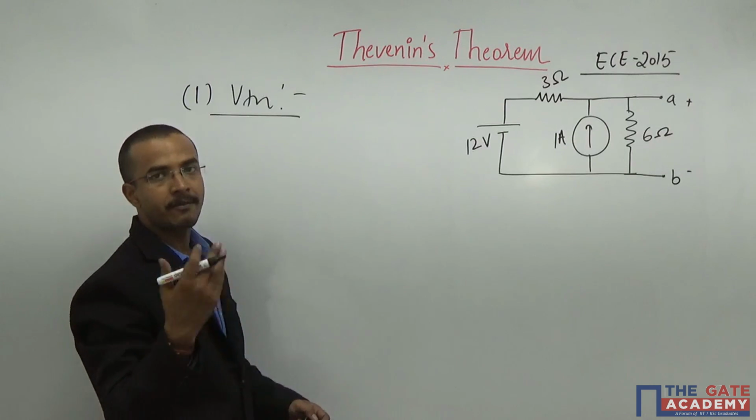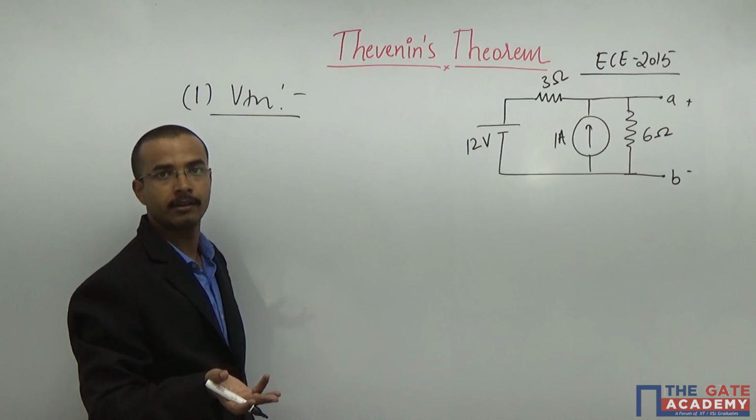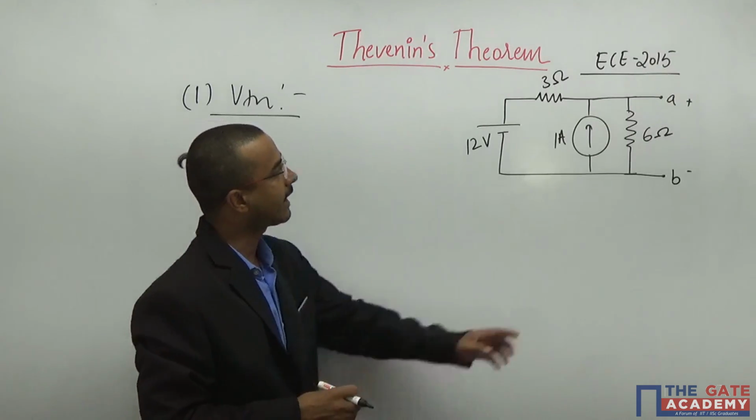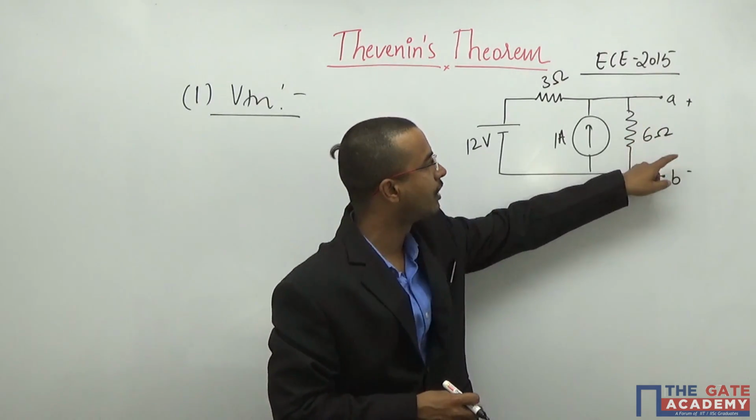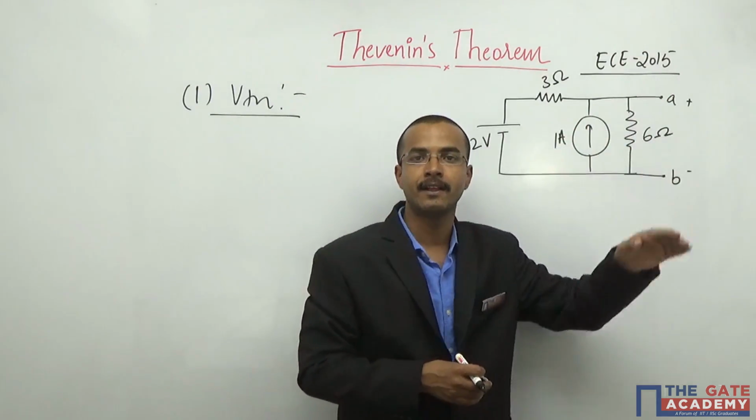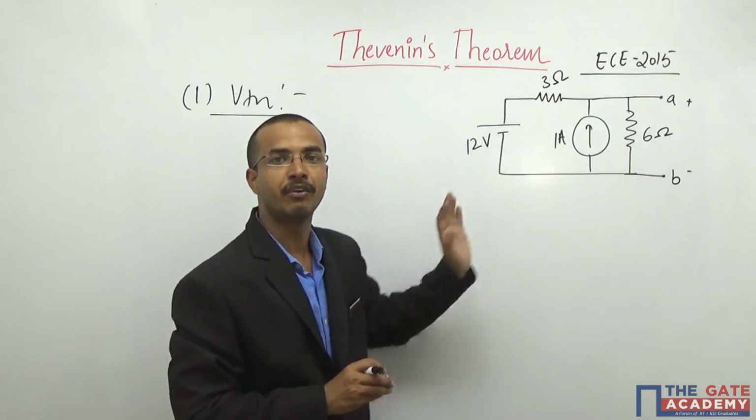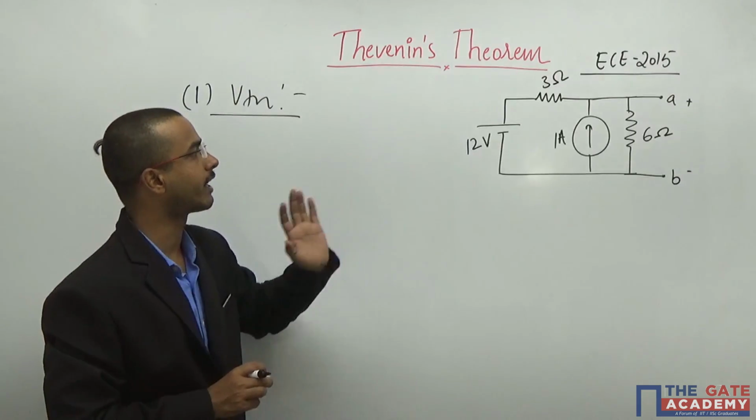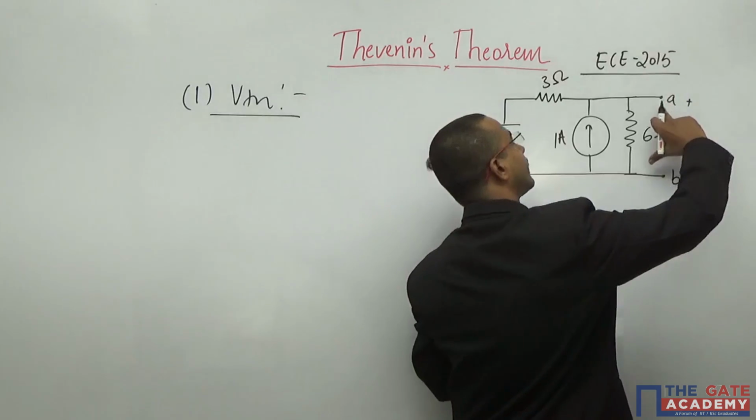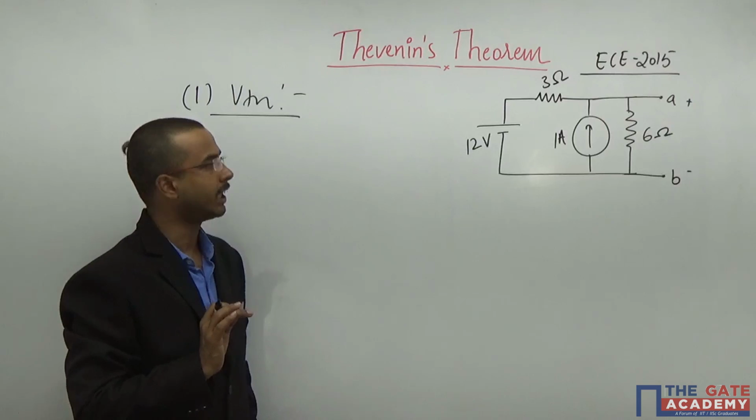Now see, what was my first procedure? Identify the load and remove it from there, and you will get the open circuited terminals. But you do not have to do that here because they have already provided the open circuited terminal. That means they have already removed the load, so the first procedure you do not have to worry about here. The second procedure is calculate the open circuited voltage across the open circuited terminal by any method of analysis.